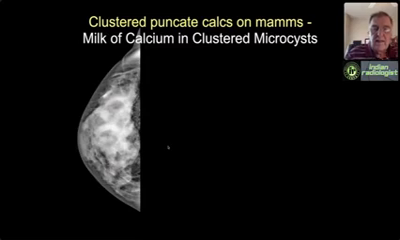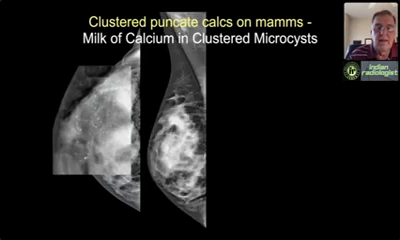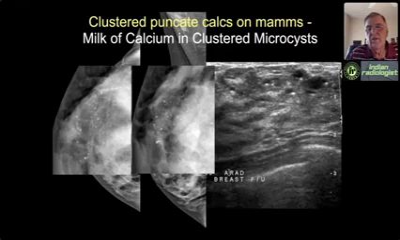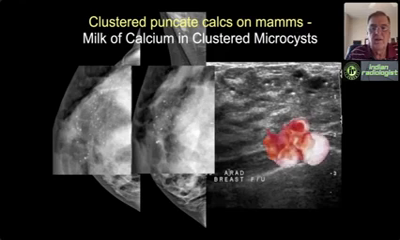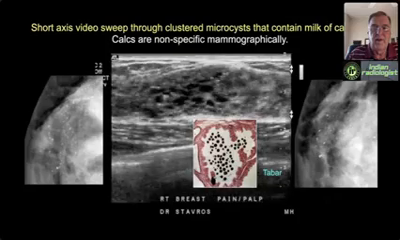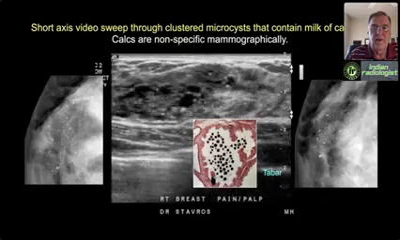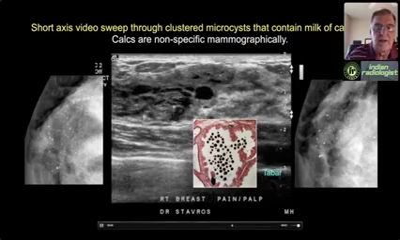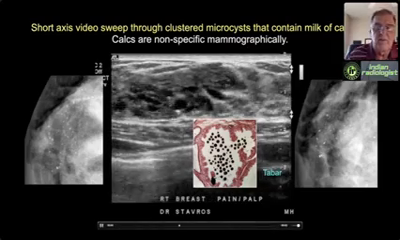Now, we can get clusters of punctate or amorphous calcifications in microcysts where we can't see classical teacups. And they're suspicious mammographically, but on ultrasound we can actually show clustered microcysts with dependent calcifications in the posterior wall of each of the microcysts. And sometimes the best way to show that is a video sweep. So, mammography can show more numerous and smaller calcifications than can ultrasound, but ultrasound can sometimes be more definitively benign.